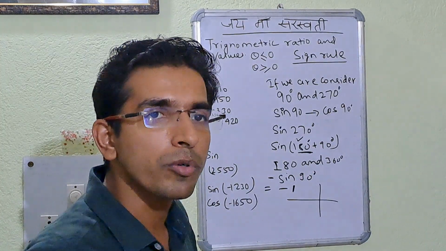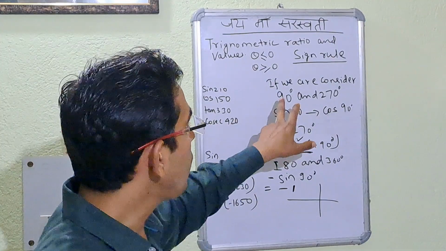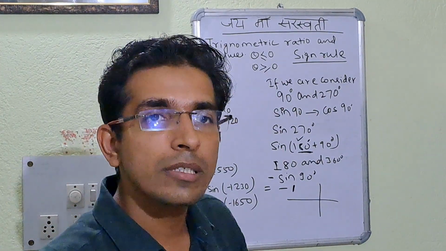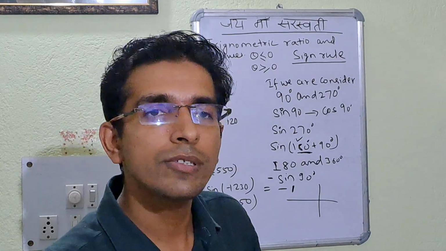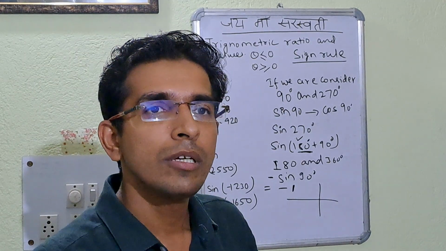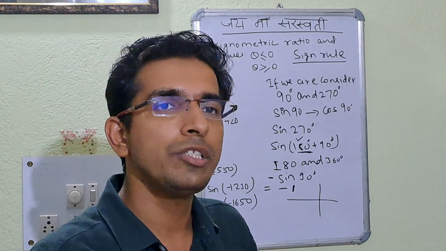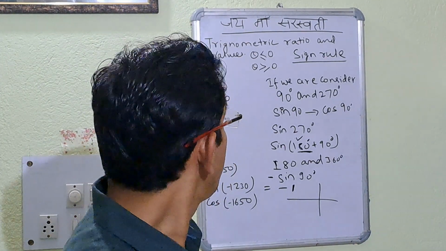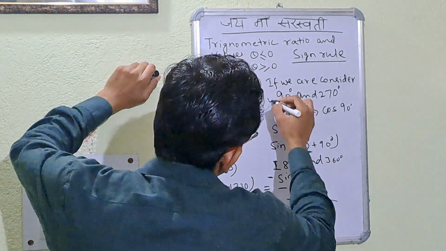So the first rule is, if we are taking the help of 90 degree and 270 degree, the sine will change into cos, the cos will change into sine, and the rest of the trigonometric ratios, like tan, will change into cot, cot will change into tan, sec will change into cosec, and cosec will change into sec. So this is the first rule.